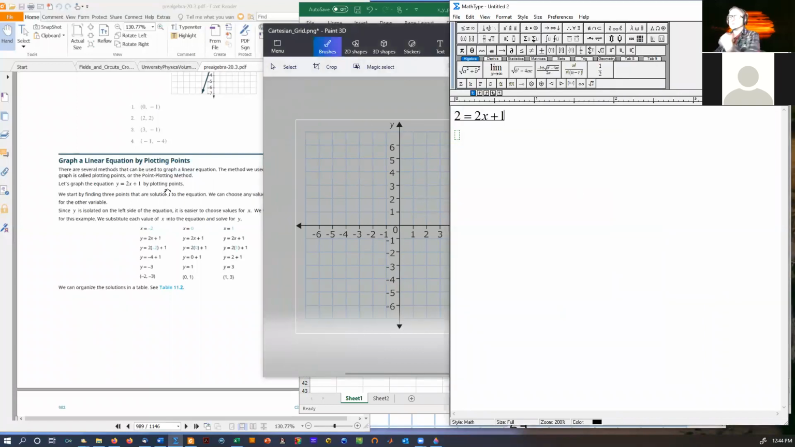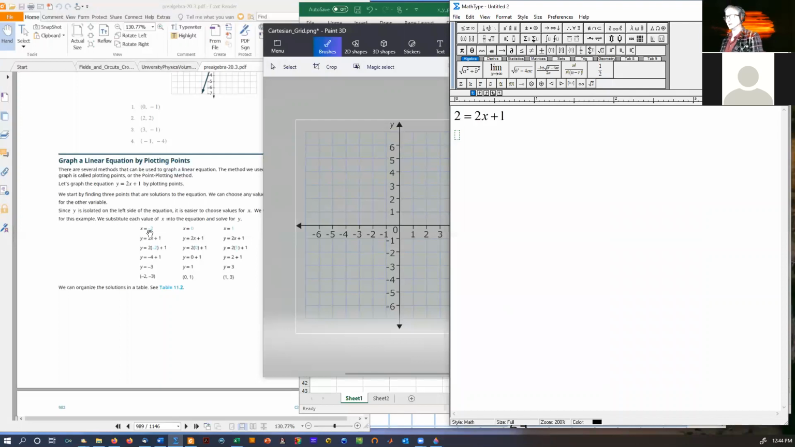So the way you do that is you just pick values of x and then solve this equation. And it doesn't matter which values of x you pick. You can pick them to be convenient. You can just pick whatever. So the example they use in the book is they say, well, let's start out with x equals -2, right?